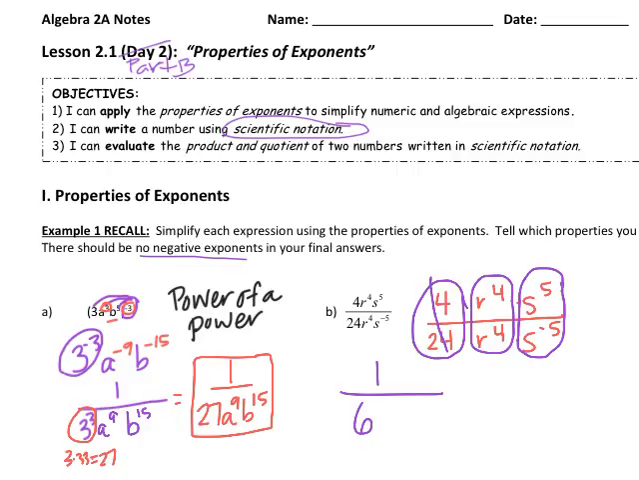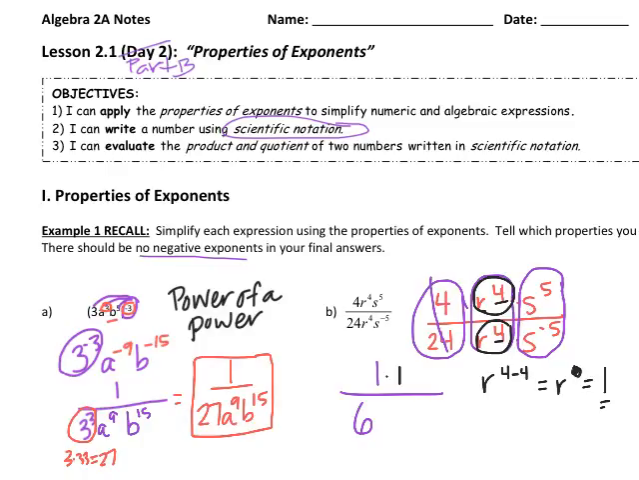Now, we all know that anything over itself is just going to turn into 1. There's another way to look at that. R to the 4 minus 4 power, because we're subtracting these exponents when we have a division problem, that's just going to be r to the 0, which is also 1. Anything to the 0 power is going to be 1. So we could say that that is 1.